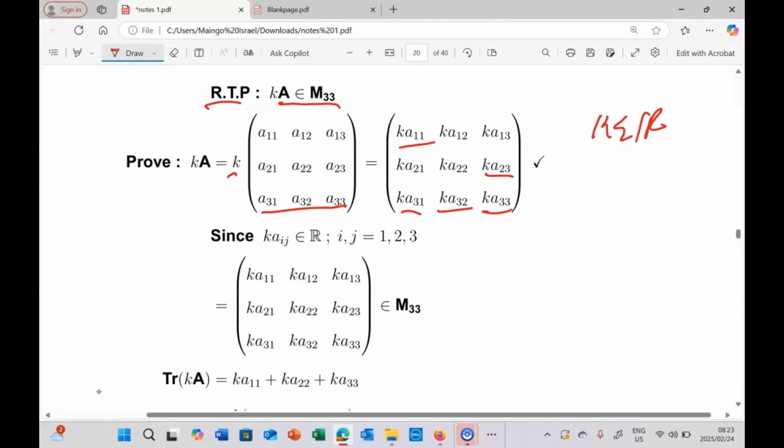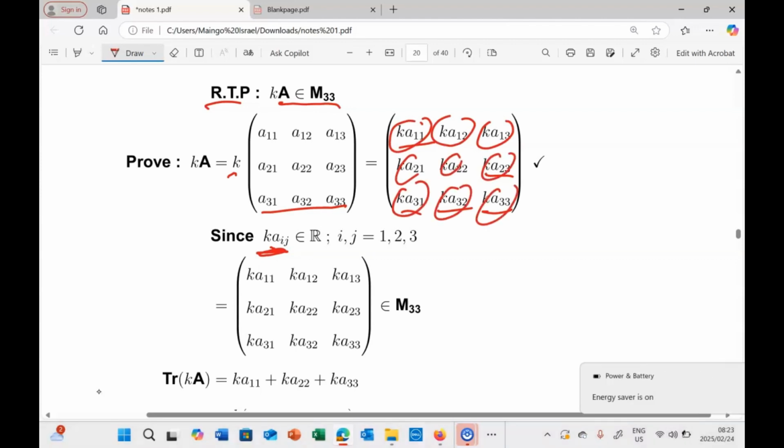It is defined in the definition. Also, aij belongs to the real numbers for i, j being 1, 2, 3. So now, what does this mean? This means that k times aij is also a real number, each entry being a real number.